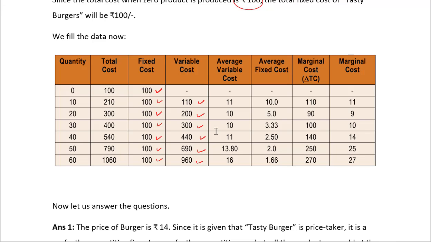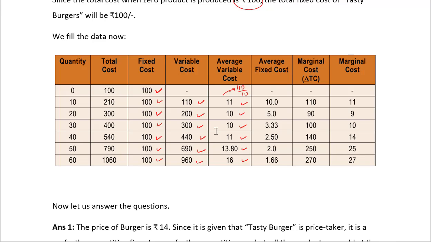Average variable cost. We got the variable cost and now we need to average it out. 110 divided by 10 is 11. 200 divided by 20 is 10. 300 divided by 30 is 10. 440 by 40 is 11. 690 divided by 50 is 13.8. 960 divided by 60 is 16.